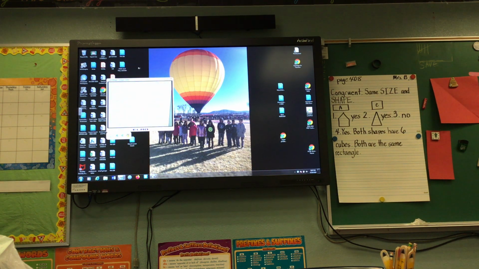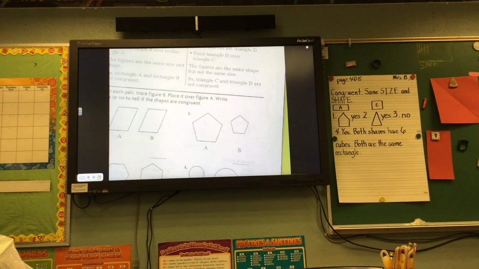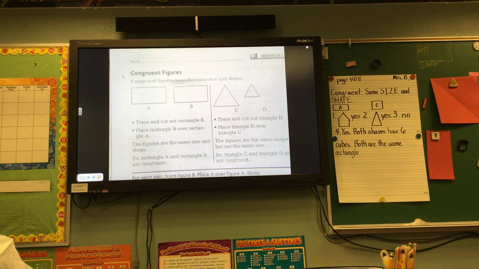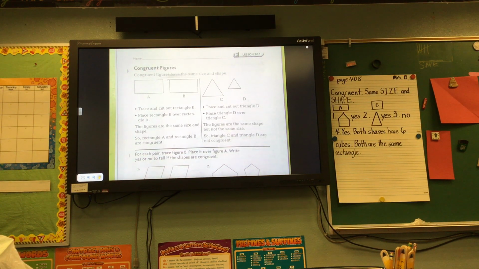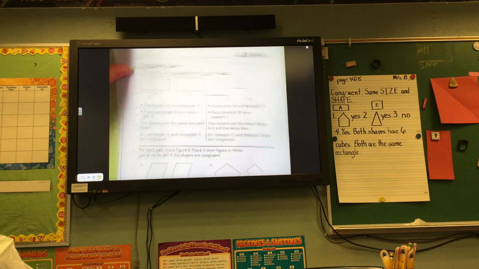There's my homework page. Let's get this a little bigger so you can actually see it. Okay. Here we go. Here's my first part. Remember we said the congruent figures have the same size and shape. Now let's take a look at letter A and letter B.